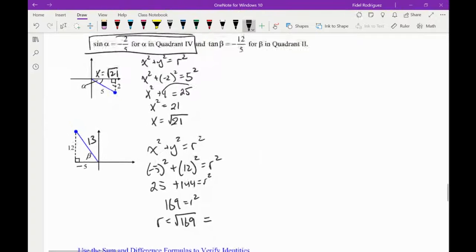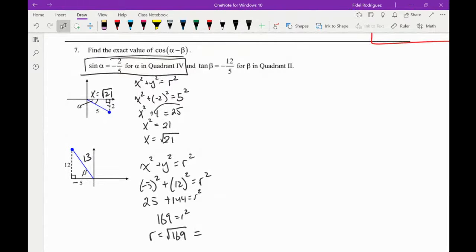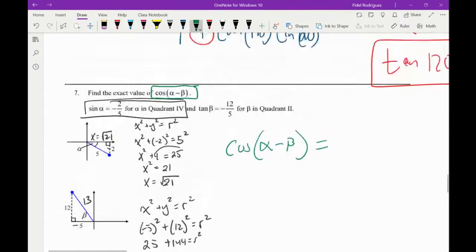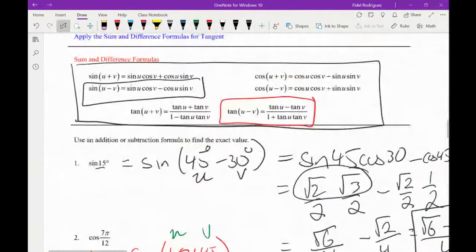Okay. So you might say, Omar, why did you go through all of that nonsense in finding out these pictures? I'll tell you why. The reason being, look at what it is we're trying to find. The question is asking us for the cosine of alpha minus beta. And I'm going to use my cosine of a difference formula. So I'm going to scroll back up here to the top. Here we go.